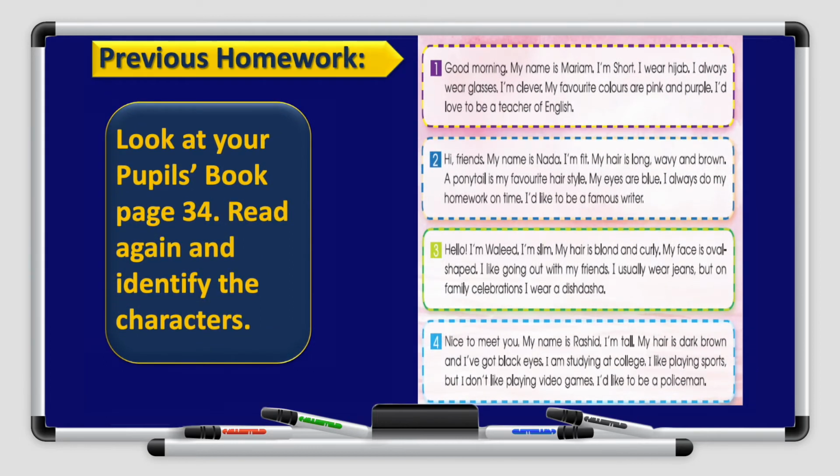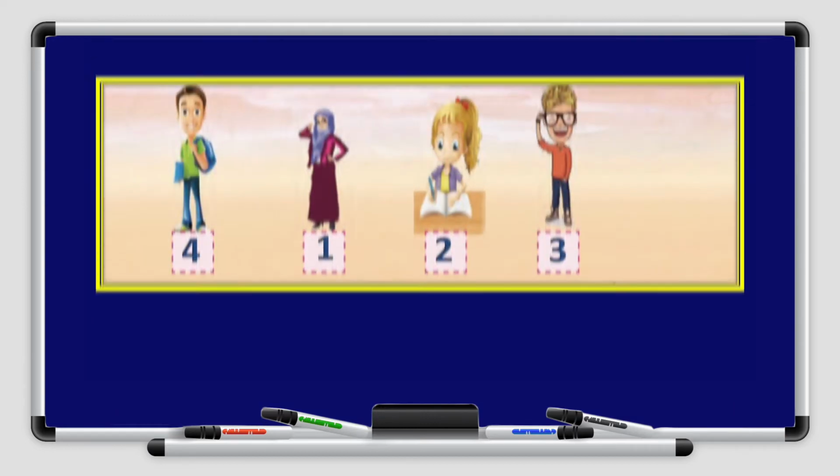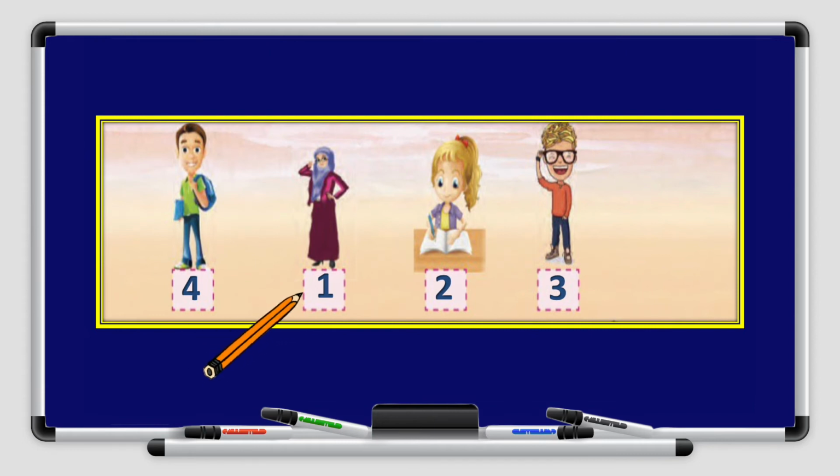Today I'll be presenting punctuation and writing composition. But first, let's go through your previous homework. You had homework on your pupil's book, page 34. Read again and identify the characters. Let's check your answers. Picture number 1 is number 4, picture number 2 is number 1, picture number 3 is number 2, and picture number 4 is number 3. I hope you answered them correctly.